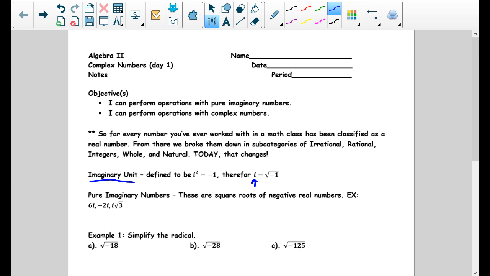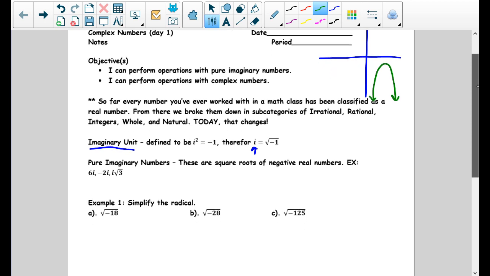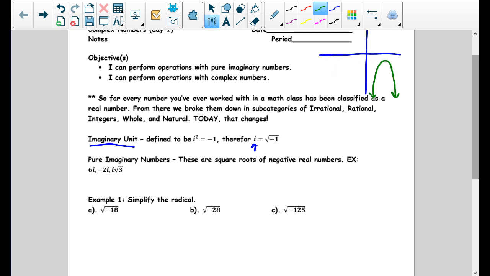Okay? So remember those graphs we had that didn't cross our x-axis, right? We said there's no real solutions. Okay? There's no real solutions, but there are what we call these imaginary solutions. So that's what we're going to take a look at beginning next week. But we're going to talk about what these imaginary units are and how we deal with them a little bit this week. So, i is the square root of -1.